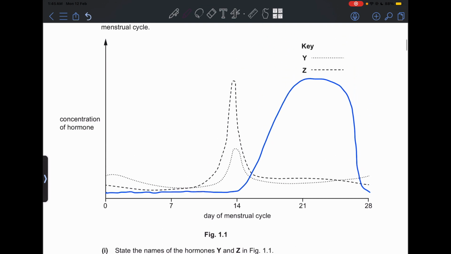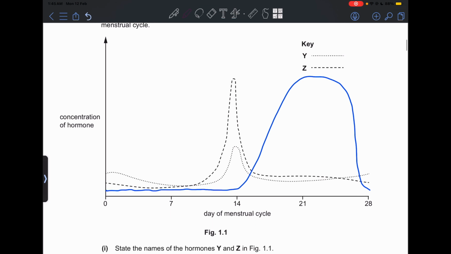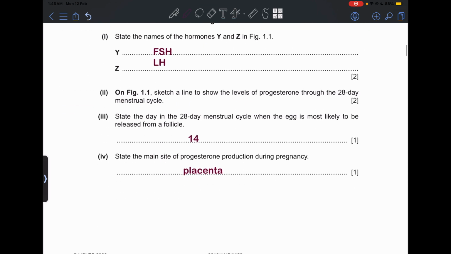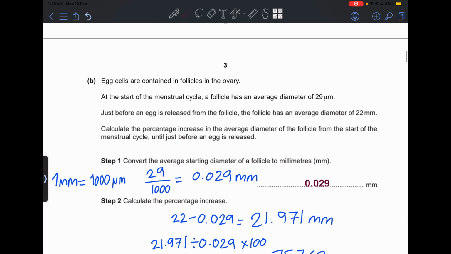So over here I have drawn this graph in the blue, and we all know that the progesterone levels actually increase starting from like the 14th day, and it increases rapidly between days 14 to 28, and it decreases right after day 28. So IV says state the main site of progesterone production during pregnancy. This is actually the placenta.